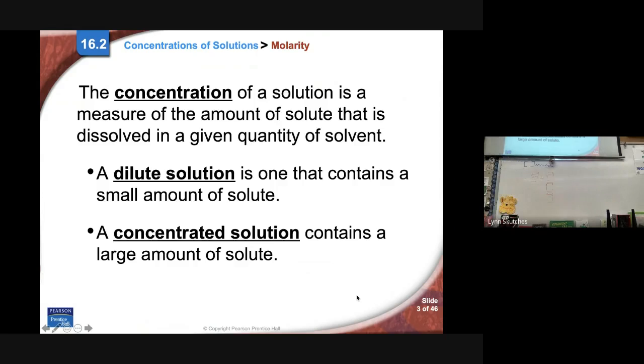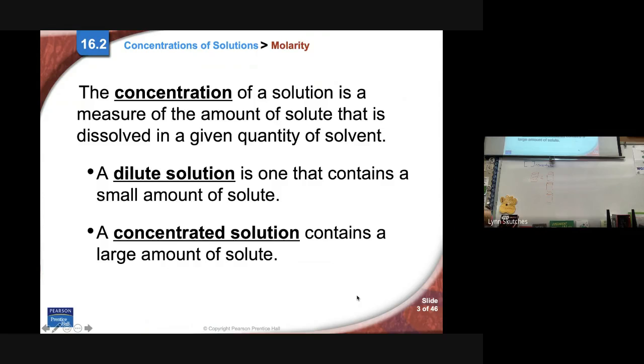Close to drinking concentration. Yep. And what exactly is it that defines what is solute? Solute is whatever's the lesser amount, whether it's by volume or by mass. So that's it. Technically.